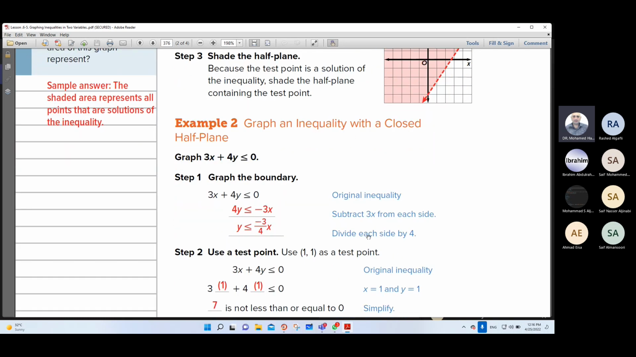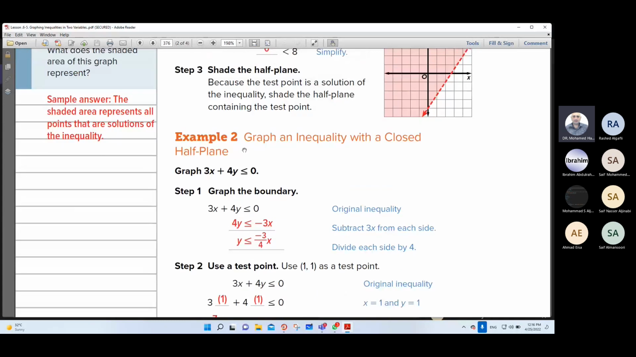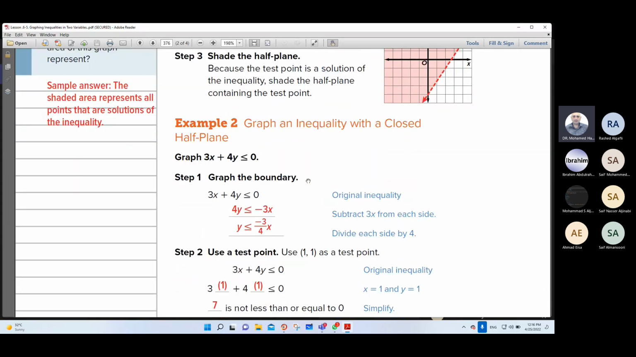The next example: graph an inequality with a closed half plane. Graph 3x plus 4y less than or equal. And as you see here, we have equal in the sign. Here, we don't have equal. And if you don't have equal, we can just shade it. So what do we do if we have equal? Continue with me.